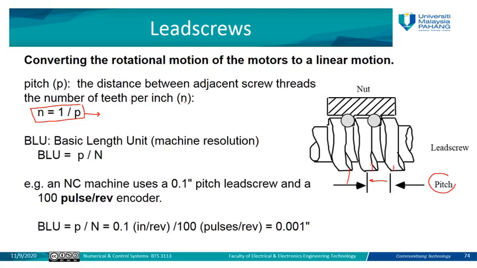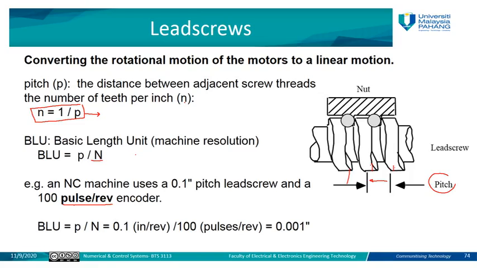If per 1 inch I can move 2 teeth, 3 teeth, and so on, it depends on what the screw component is. Then we have another parameter we need to know, which we call the basic length unit. The basic length unit is equal to the pitch divided by the number of pulses per revolution. So N here is the pulse per revolution. How many pulses are generated by one revolution? We said one revolution is equal to 360.